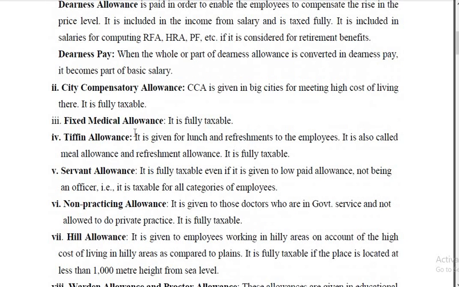Alright, next, city compensatory allowance. In big cities, the cost of living will be very high when compared to other smaller cities. So in order to meet the increasing cost of living in big cities, an allowance is granted that's called city compensatory allowance. That's fully taxable.